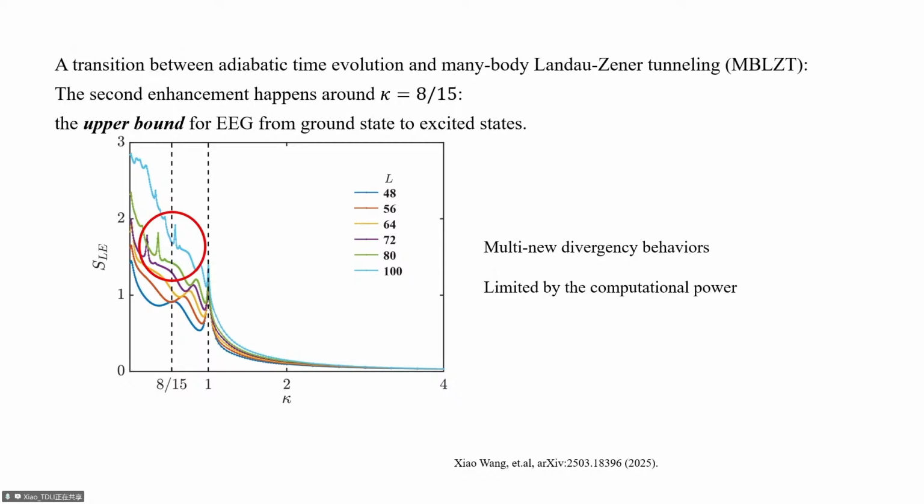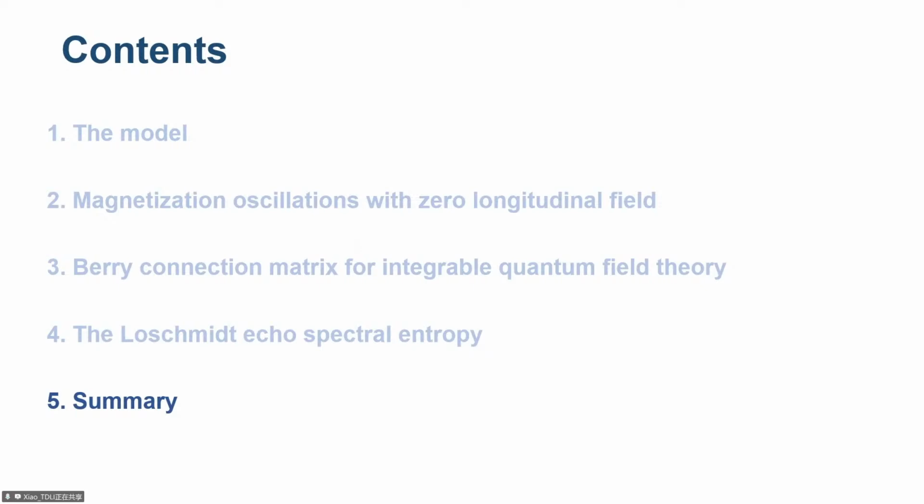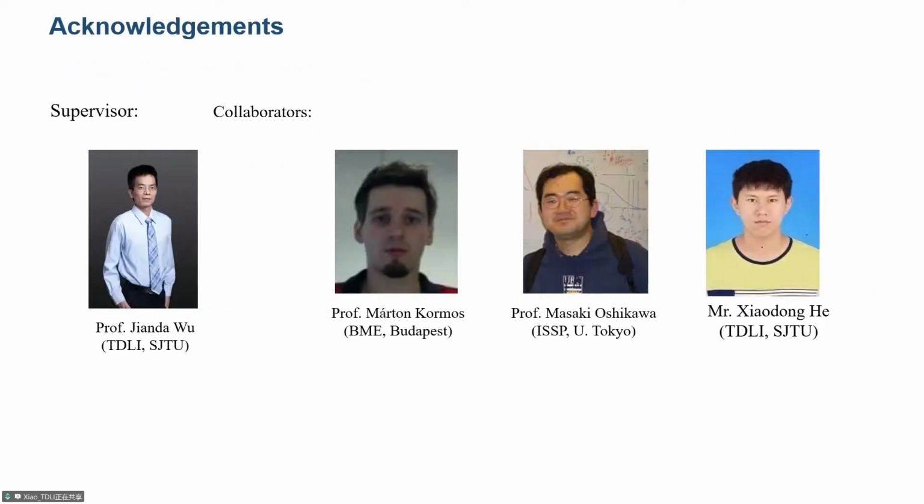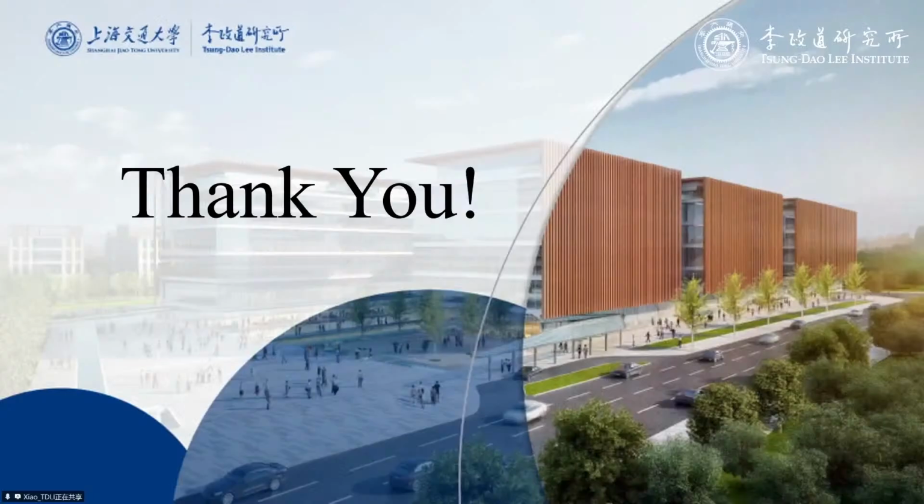So this suggests the enhancement of the many-body models. And at the end of this talk, I give you some summary. The quantum EM physics emerges from the critical transverse field Ising chain. And the analytical time evolution could be characterized by the effective energy gap, which is contributed by the quantum duration potential. So this is the take-home message. Also, Mr. Xiao Wang calculated a lot of data using the targeted method. Thank you very much.